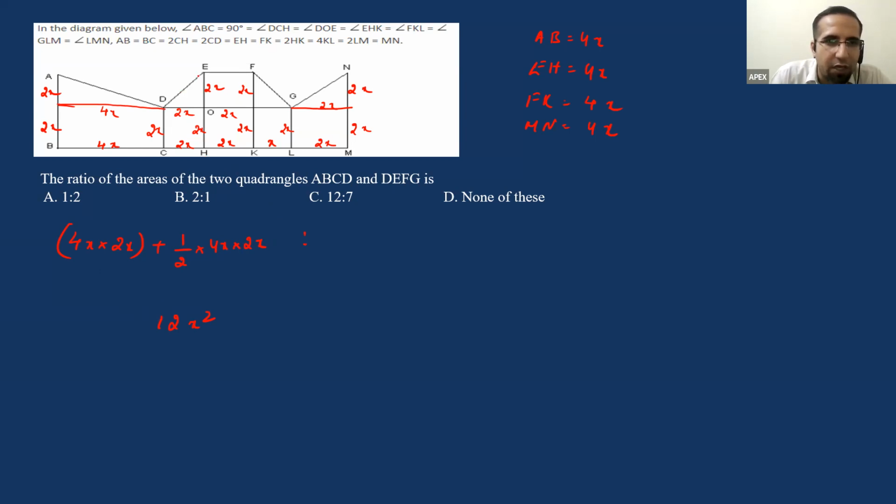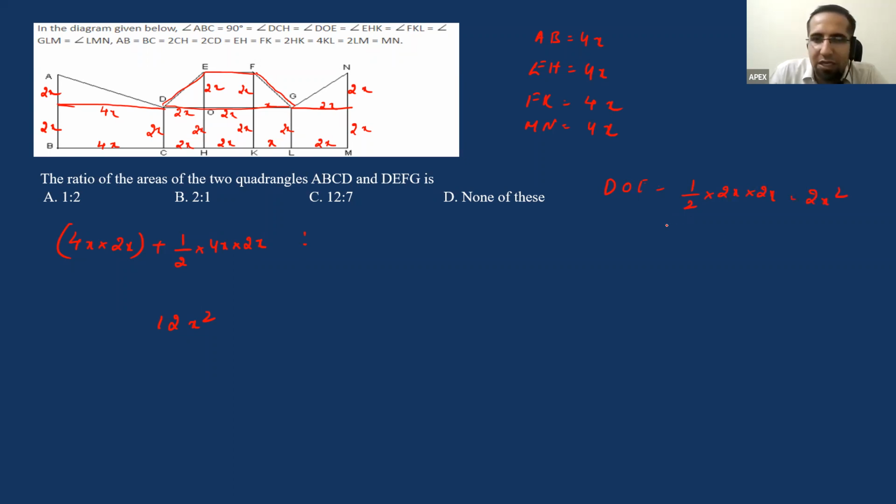DEGF. So this part, either I can look at this as a trapezium, or if you want, you can also look at this as right angle triangles. So DOE, what is DOE? DOE is equal to half into 2x into 2x, that is equal to 2x square.